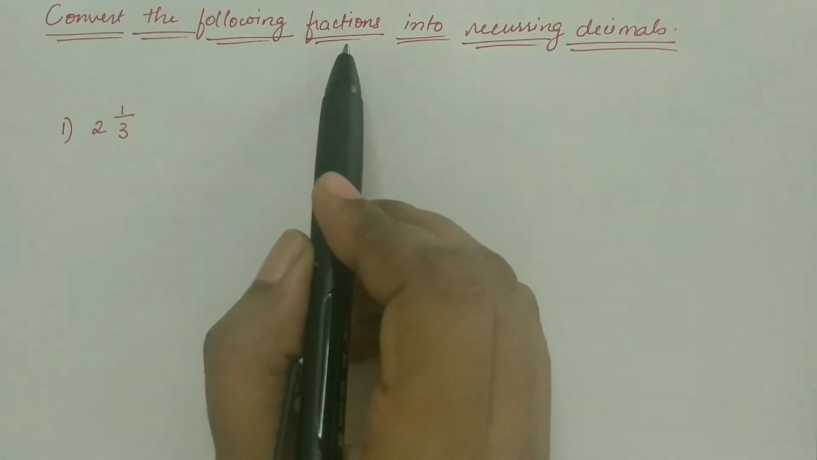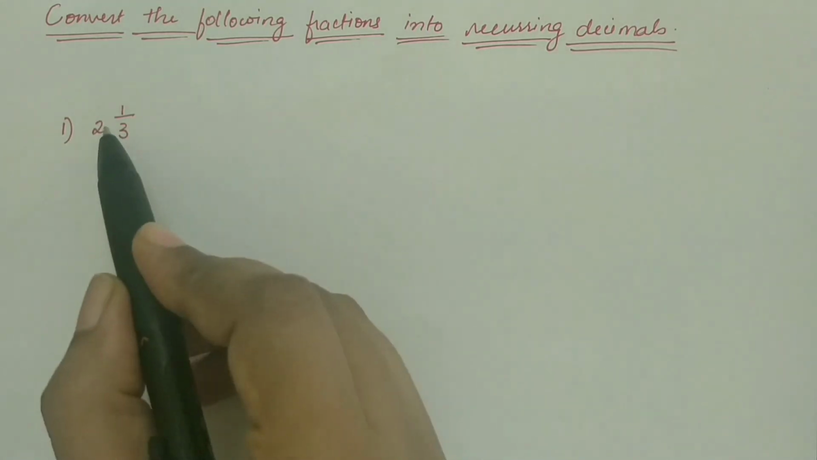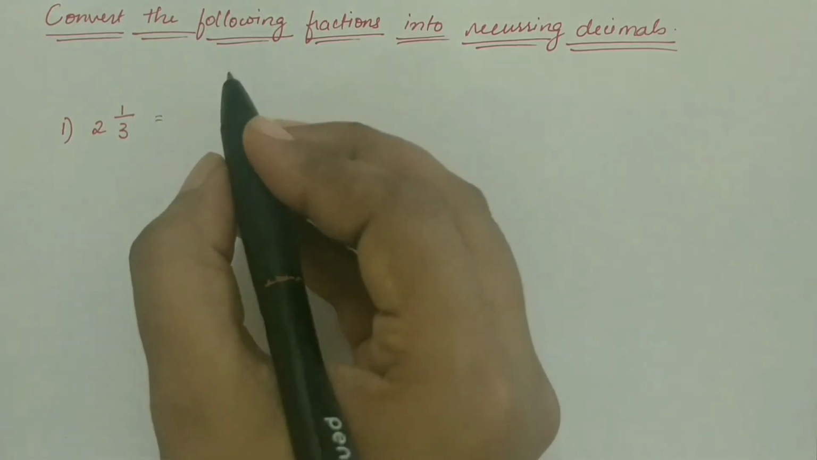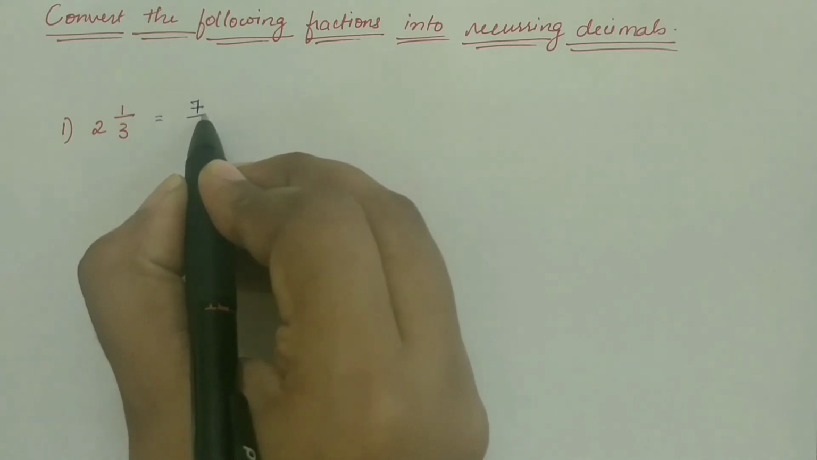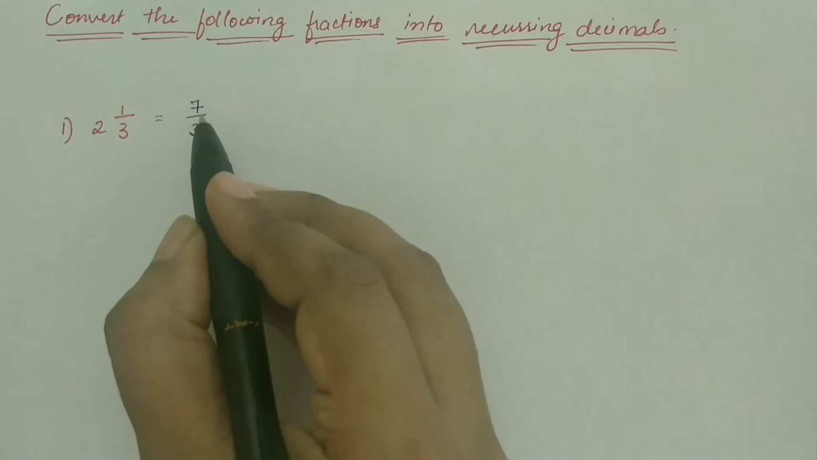Convert the following fractions into recurring decimals. First one, 2 1/3. Write it as an improper fraction: 3 × 2 = 6, plus 1, 7/3. Now write the equivalent decimal of 7.